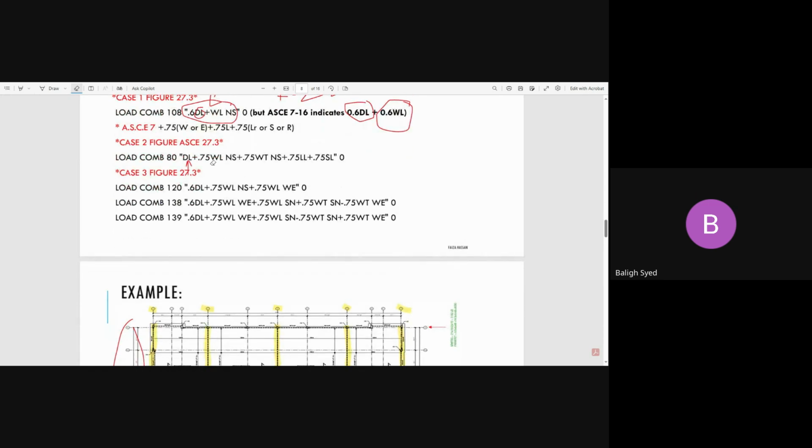What is that? 0.75 wind load north south. Then you will add 0.75 wind load east west. Then one time you will take the wind torque from one direction, then the next time you will take the wind torque from the other direction. Make sense? Okay, like this way.